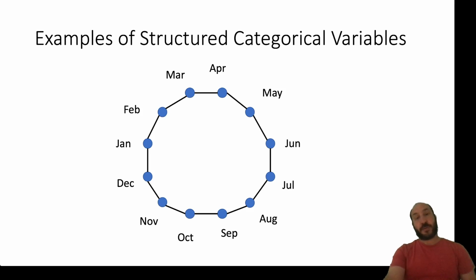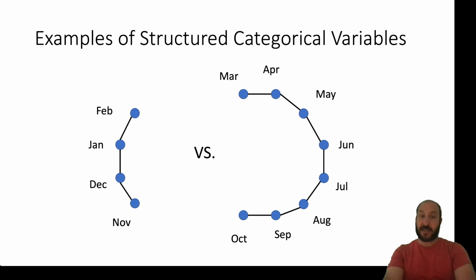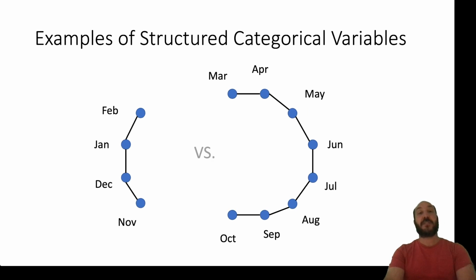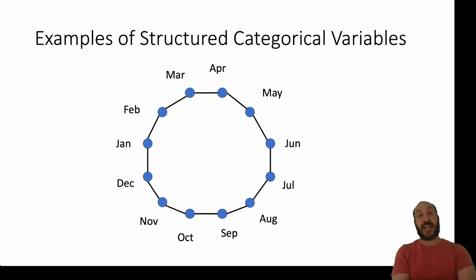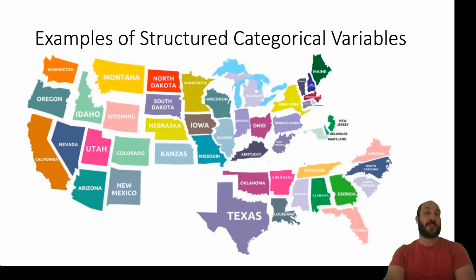For example, if we were using the month of the year as a variable, we might want to exploit the fact that it has this circular structure. We might want to make a split like this, where November, December, January, and February are compared versus the other months. And note that this split wouldn't be possible if we just used a simple numerical encoding with January as 1 and December as 12. Similarly, if we have US state of residence as a variable, we might want to examine a split like this.